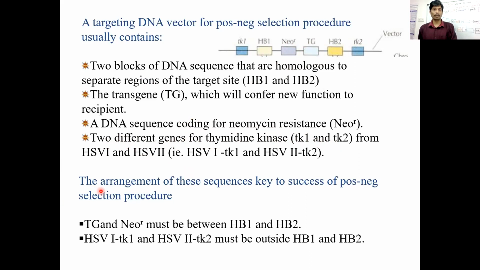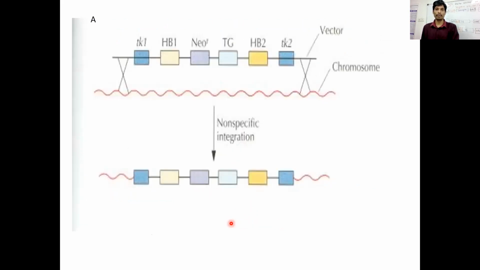And then the arrangement of this sequence is a key. So arrangement, I just told you, the transgene and neomycin must be between the homologous block 1 and 2. Maybe these two can swap, not an issue. So the first transgene and the second neomycin, or first neomycin and transgene, that doesn't matter, but both should be between the homologous block 1 and 2, and the thymidine kinase 1 and 2 must be outside the homologous blocks.